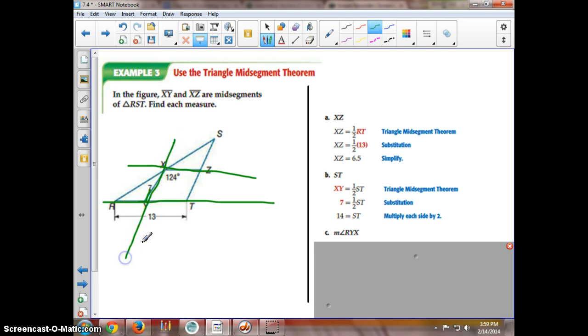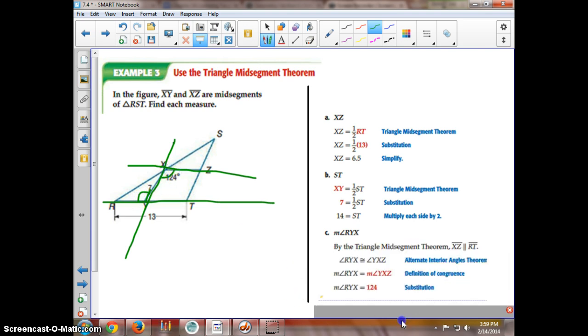Cut by a transversal. And if we have parallel lines cut by a transversal, do we know how these two angles should be related? Well, yes, they're alternate interior angles, so they should be the same measure.